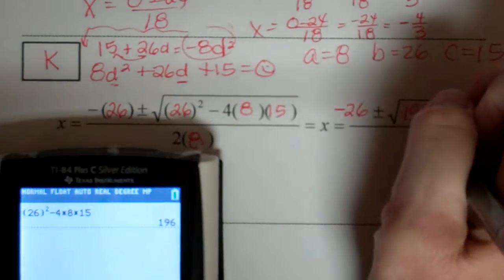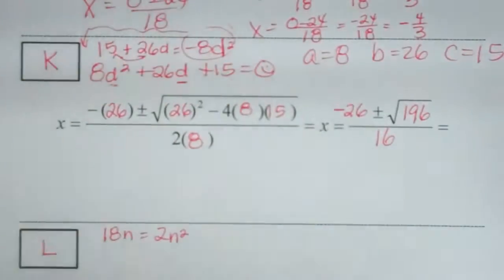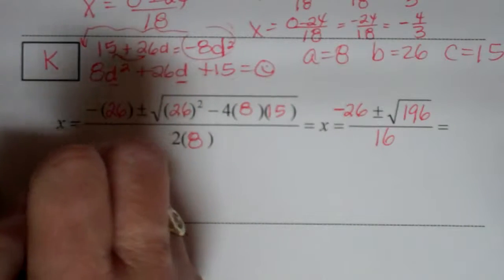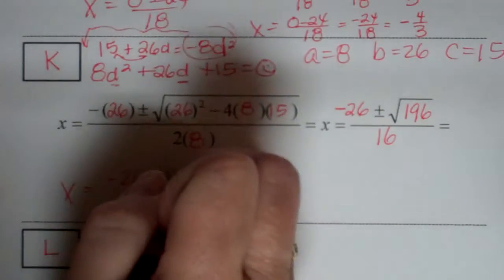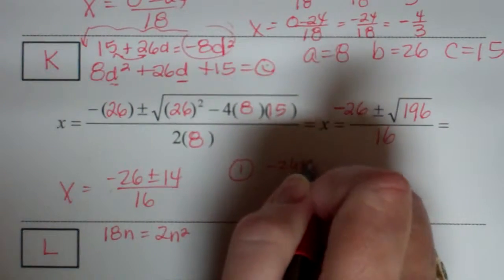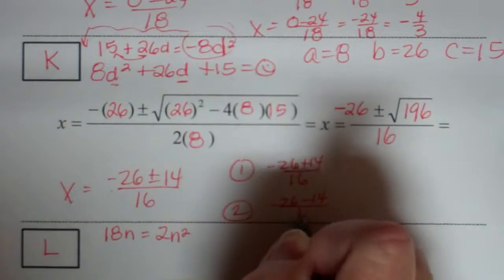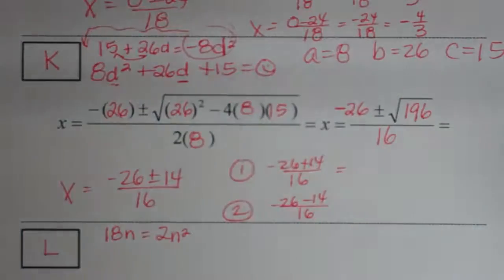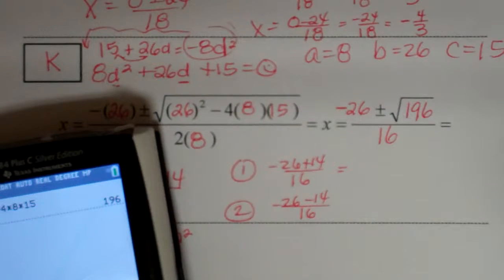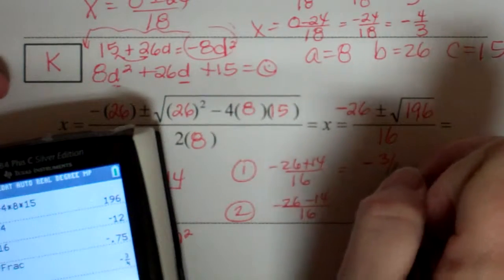Well, I recognize that. And 2 times 8 is 16. Let me move the calculator in case you can't see. Alright. The square root of 196 is 14 over 16. So my first answer is negative 26 plus 14 over 16. And my second answer is negative 26 minus 14 over 16. Negative 26 plus 14, I believe that's negative 12. Yep. Divided by 16 is 0.75. That's 3/4. Math, enter. Yep. Negative 3/4. That's one of my answers.